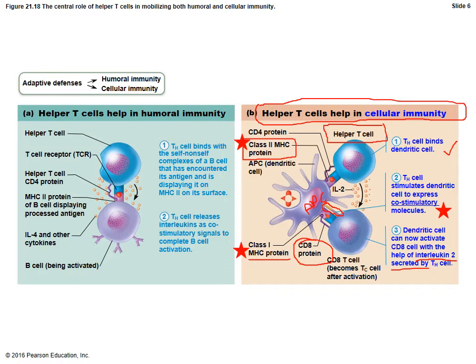And the addition of the interleukin is going to speed up the process of the naive CD8 cell converting and proliferating into a cytotoxic or killer T cell. So this picture is extremely important because it highlights the connection between the humoral and the cellular immune system through the assistance of your helper T cells.